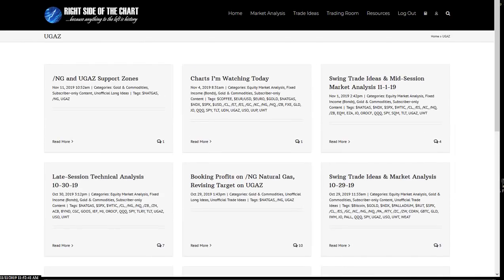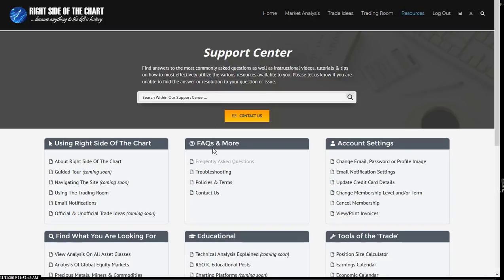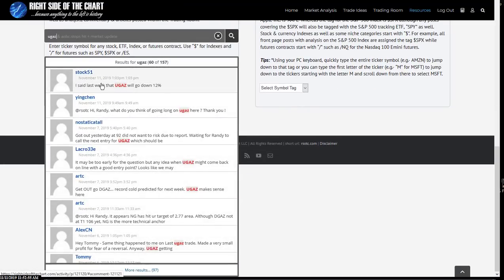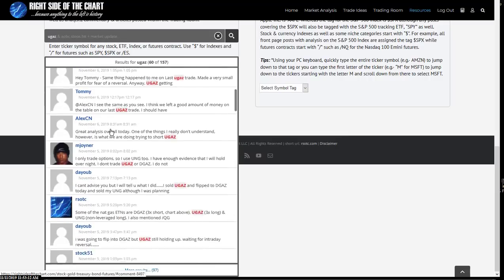Now, the other way is to use the search function right here. If you type in, we'll do it again, it's not case sensitive, so I'll type in UGAS, and it's going to bring up all mentions of UGAS, starting with a lot of this will show you trading room activity. So if you're a gold member, you can access these, but it will also show anything in the comments section under the front page posts. Remember, home page or front page posts are accessible by both gold and silver members, so you can scroll down.